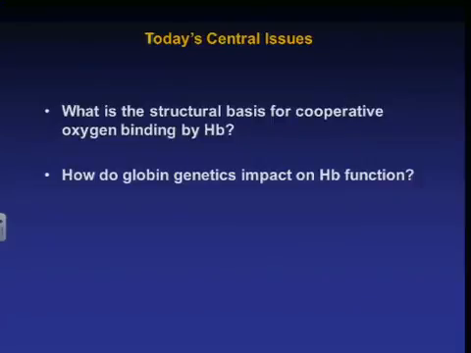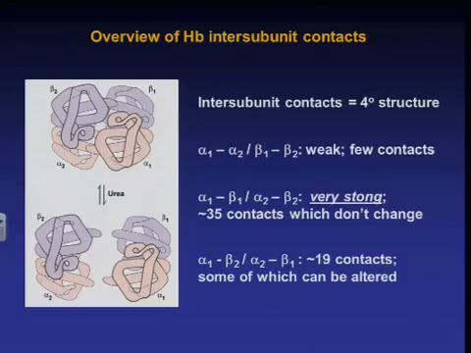So, central issue today, we want to understand the structural basis for the cooperativity that hemoglobin has for oxygen. We talked about the binding curves and how that sigmoidal binding curve was reflective of cooperativity, and that was exactly the type of behavior that we would like a transport protein to have. So we want to understand what the structural basis is for that cooperative binding, and then, like I said, we'll talk a little bit about globin genetics and how they affect hemoglobin function.